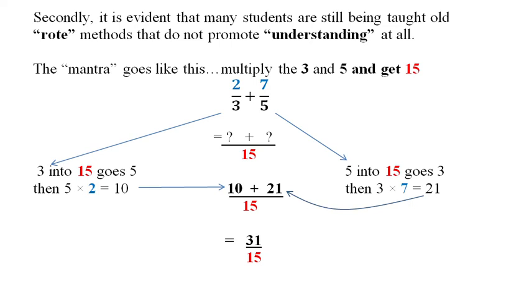Secondly, it is evident that many students are still being taught old rote methods that do not promote understanding at all. The mantra goes like this. Suppose we're adding these two fractions. We multiply the 3 and the 5 and get 15 as the new denominator. Then we say 3 into 15 goes 5, and then 5 times 2 comes to 10. And we do the same over here. We say 5 into 15 goes 3, and then 3 times 7 is 21, and then we get 31 over 15.